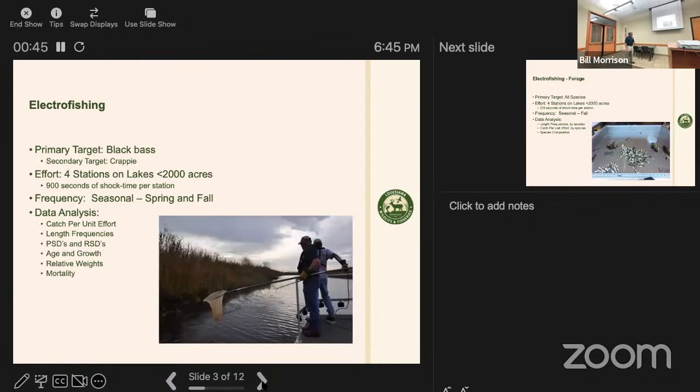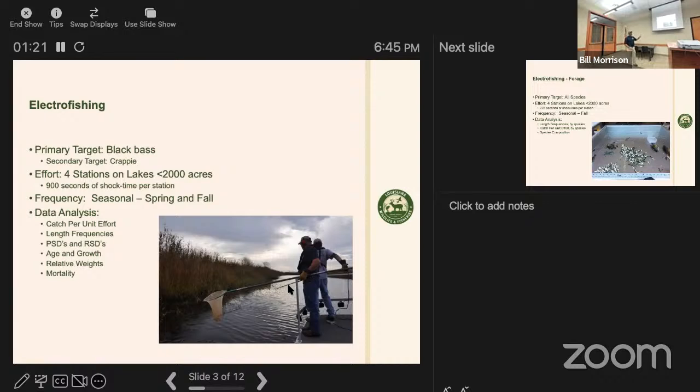So electrofishing, as you can see here, if you can see that picture, there's two guys in the front of that boat, and one has a prod pole. The guy on the bow is the guy with the prod pole, and the guy with the dip net. We got a driver in the boat, and there's a generator in there. So we shock these fish, and we're targeting bass mainly using this gear.